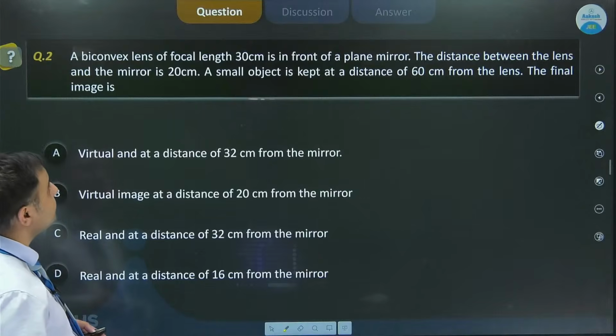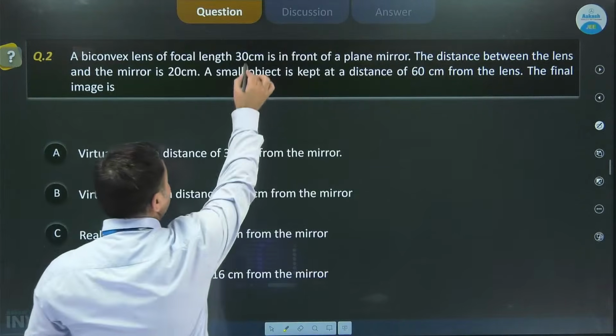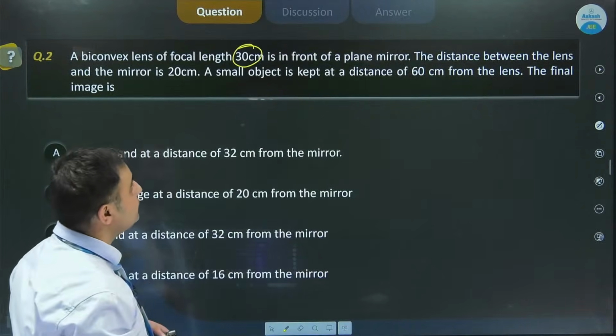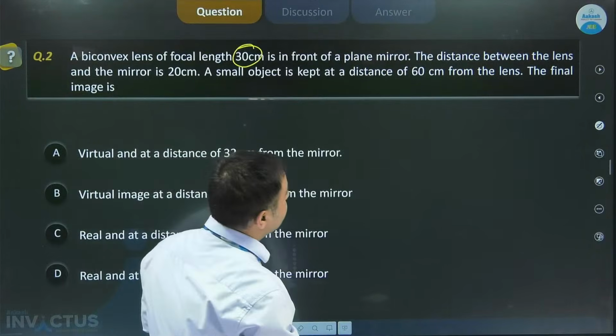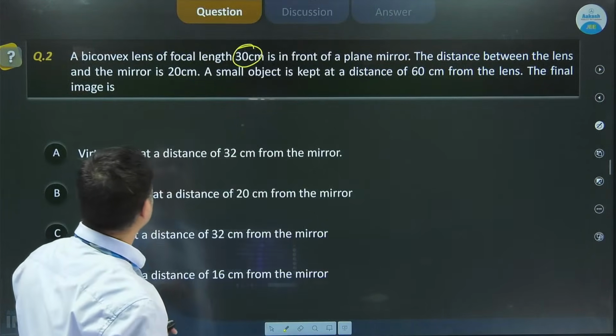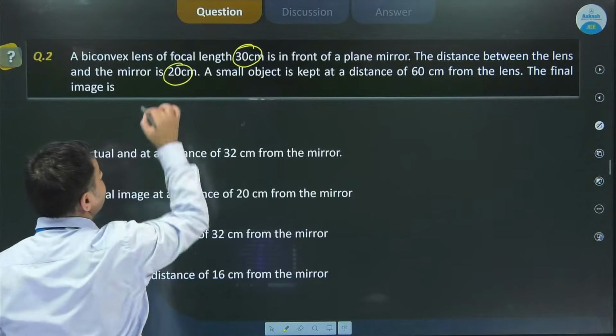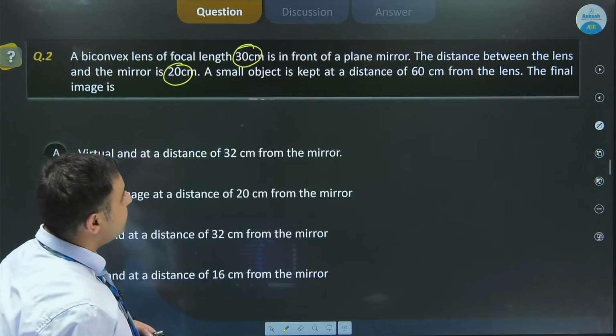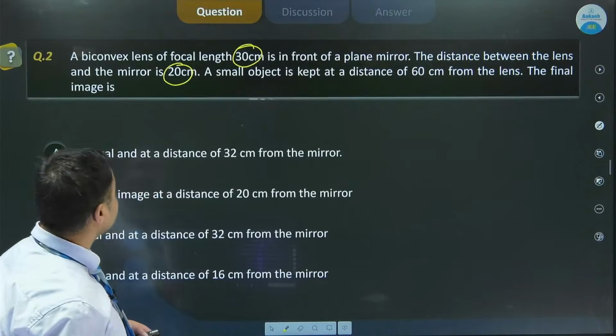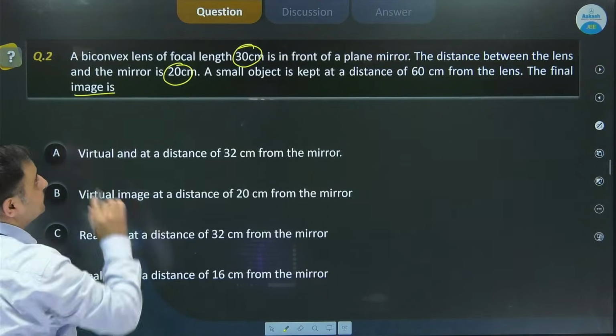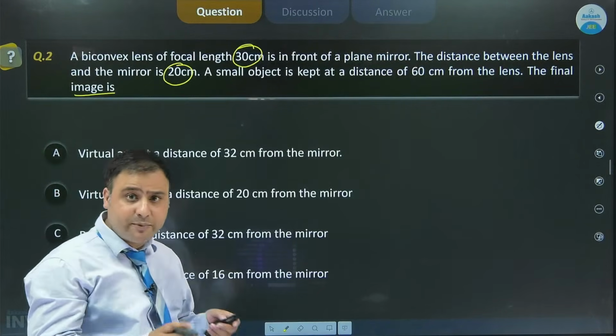A biconvex lens of focal length 30 centimeter is in front of a plane mirror. The distance between the lens and the mirror is 20 centimeter. A small object is kept at a distance of 60 centimeter from the lens. The final image... Okay, so let's simplify this a bit.